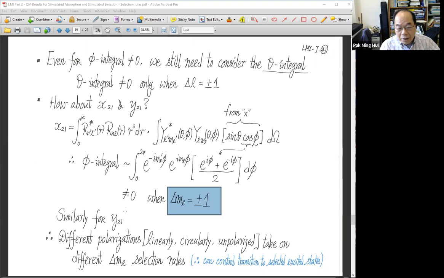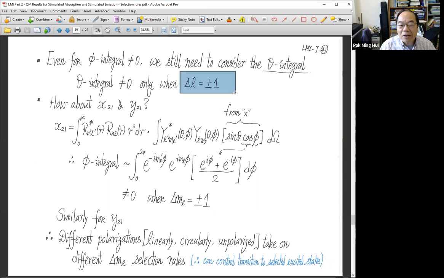Okay, so let me summarize. It depends on the polarization of light that you have some selection rules due to the phi integral. The simplest situation will be unpolarized light. In that case, you will have delta ml equals 0 or plus minus 1, and then delta L equals plus minus 1 for your selection rules for electric dipole mechanism allowed transitions. That works both for absorption and emission.